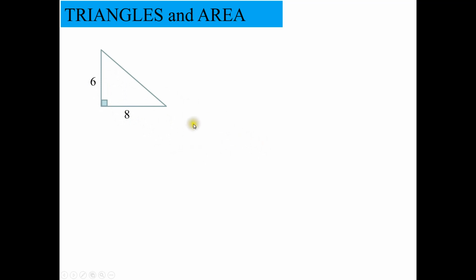So area of a right triangle is base times height divided by 2, right? So it'd be 6 times 8 divided by 2, which is 24.